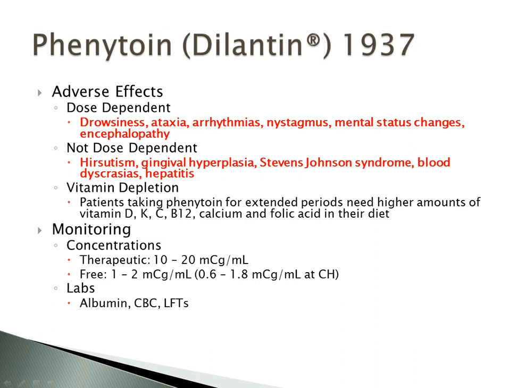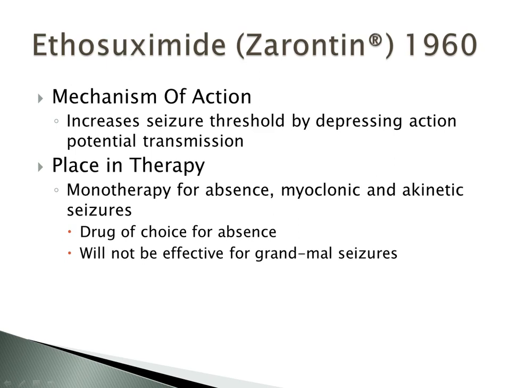And because the drug is highly protein bound, you could also measure a free concentration, which would be the amount that's active in the body, and that's usually maybe a range of 1 to 2. At Boston Children's, we typically say 0.6 to 1.8. So for this medication, you monitor CBC, LFTs, and albumin to help keep track of the protein binding.